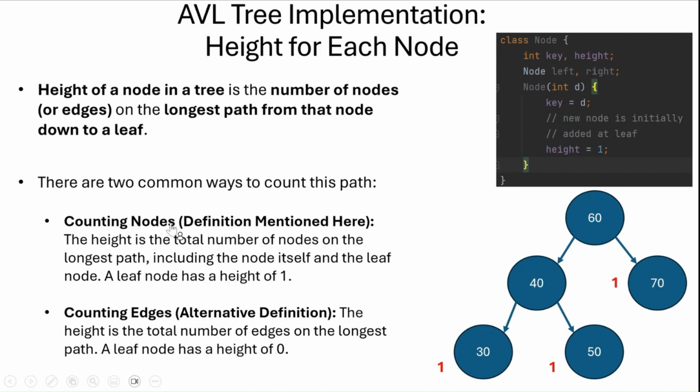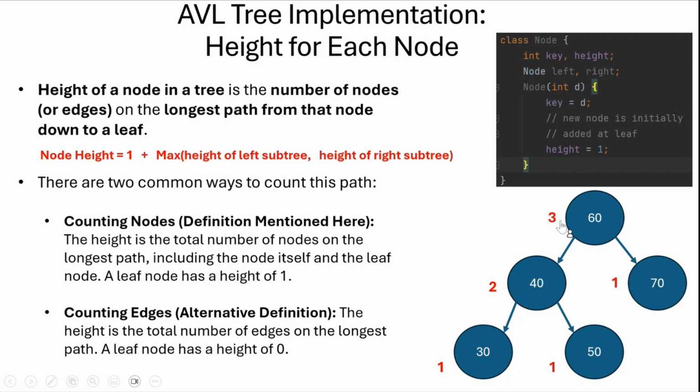So initially, the leaf node has a height of 1. And the height for 40 is calculated from the longest path from 40 to a leaf. Both the paths from 40 to 30 and 40 to 50 have the same number of nodes: 1, plus 1 for the 40, because we consider the node itself for which we are calculating the height. So 1 plus 1 is 2. For 60, the longest path is either 60, 40, 30 or 60, 40, 50, which contains 2 nodes, and 2 plus 1 for that node is 3.